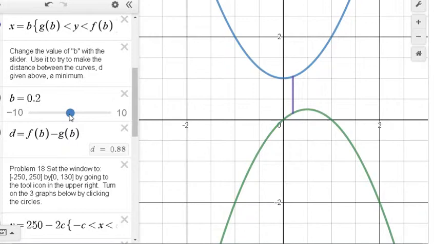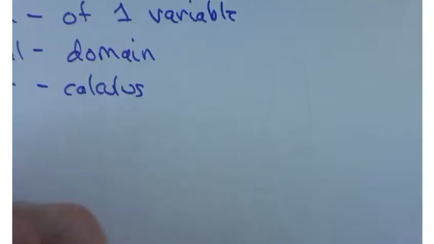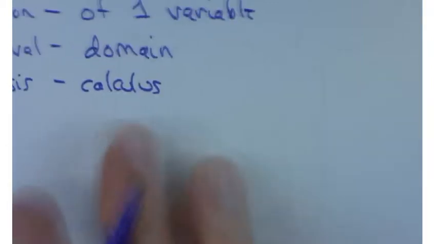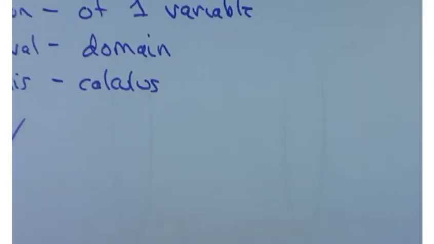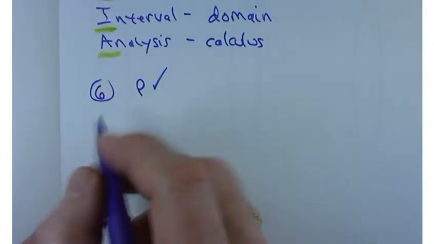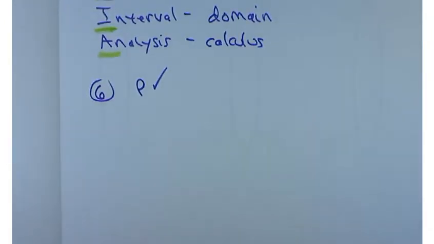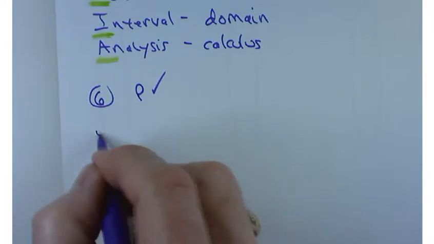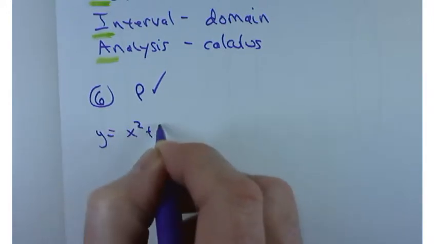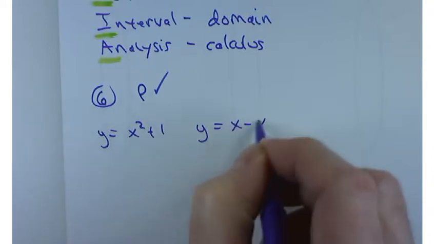So let's flick back to our handout. We've got a picture. That's already done. So let's look at coming up with a function. So our function, what we want to do is we want to minimize the distance between those two. And our functions were y equals x squared plus 1 and y equals x minus x squared.